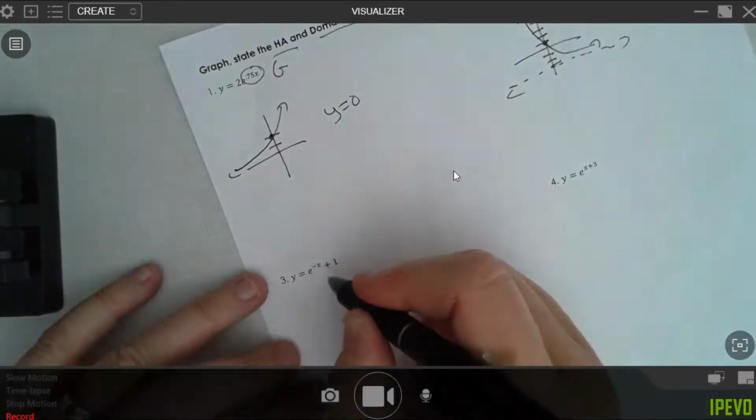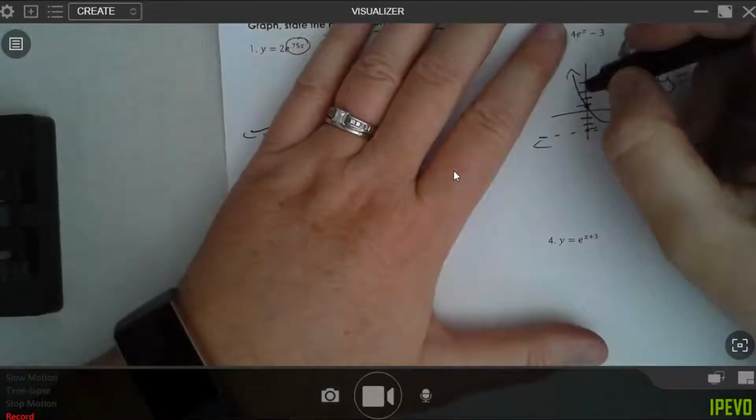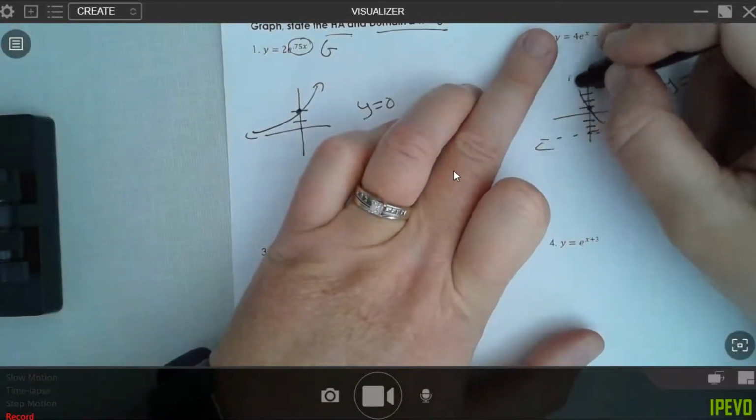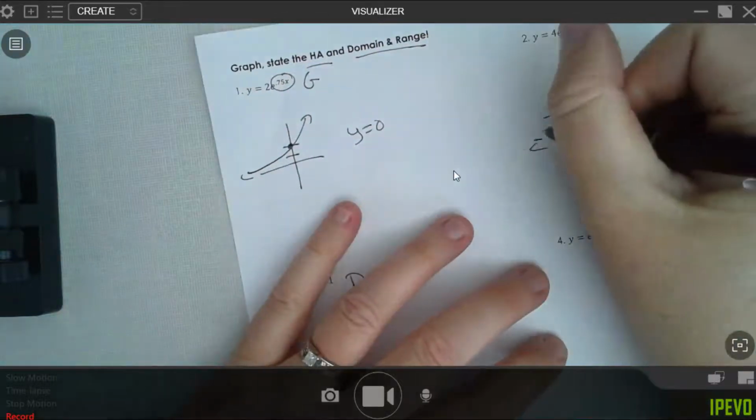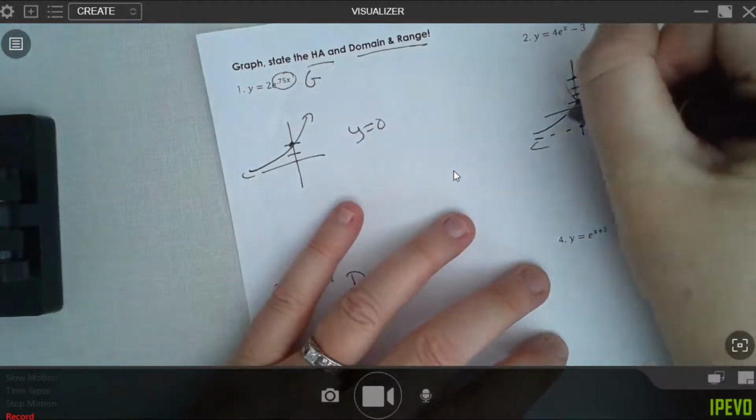So this negative makes it a decay. Why did I just make this a decay? See, if you guys had been in class with me, you could have said, hey, why did you make that a decay? Sorry. It is a growth.